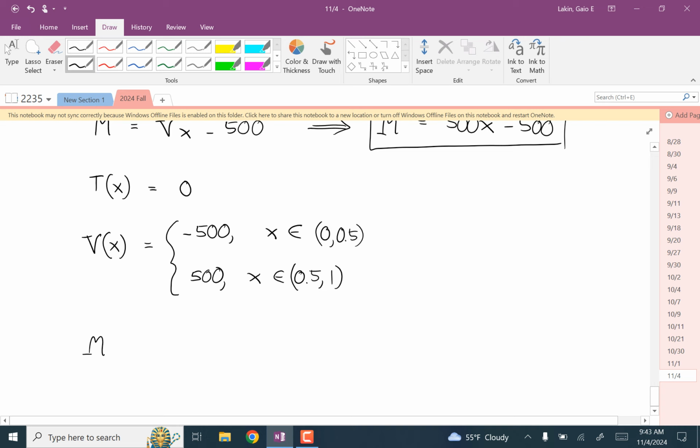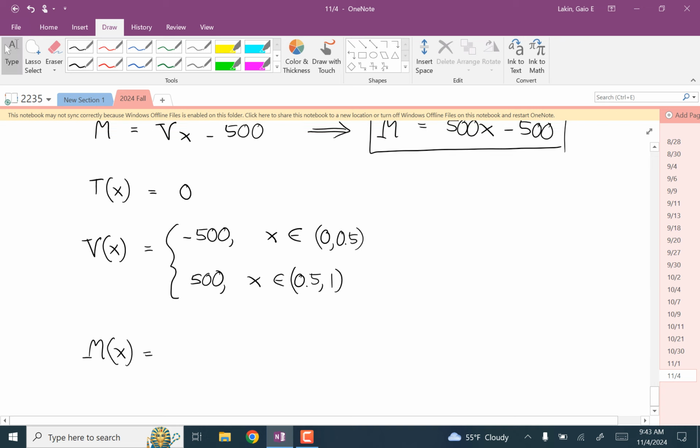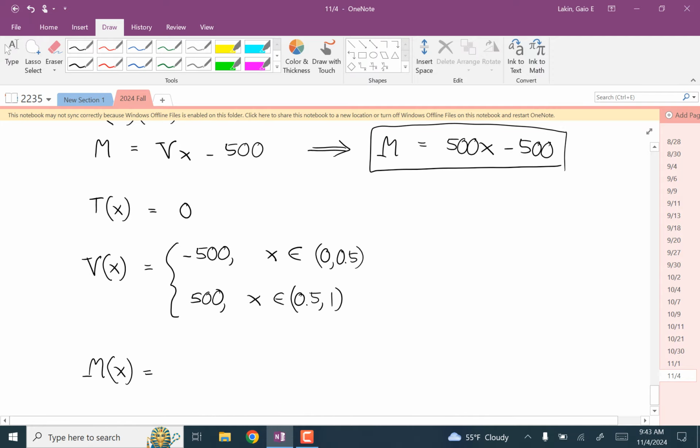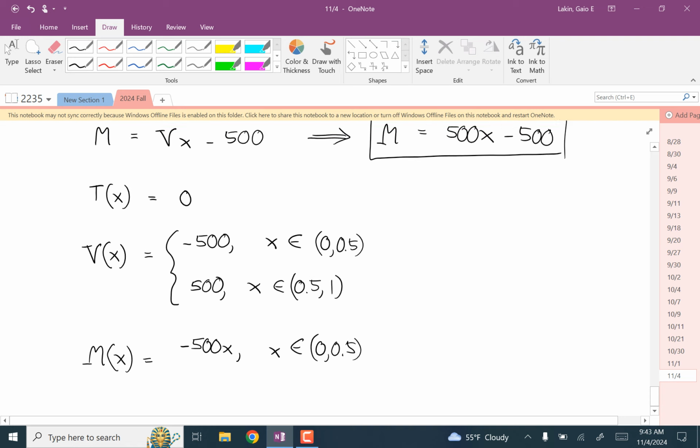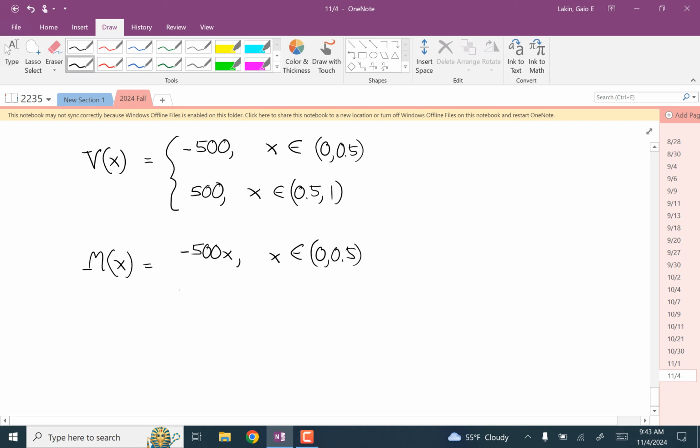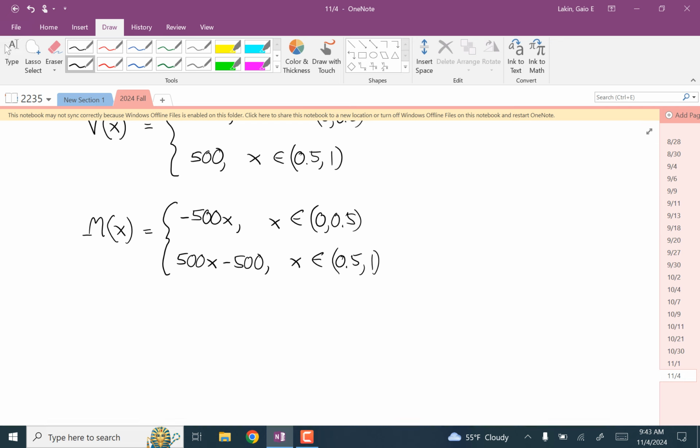And then the bending moment as a function of x was negative 500x for x values between 0 and 0.5, and 500x minus 500 for x values between 0.5 and 1. And you can graph these out to visualize what's going on.